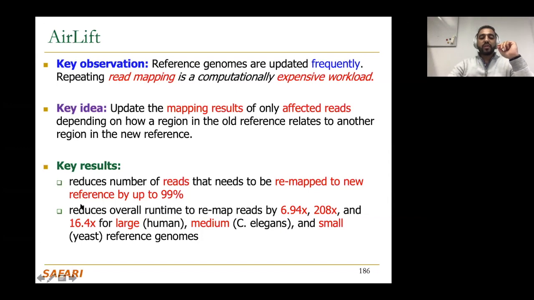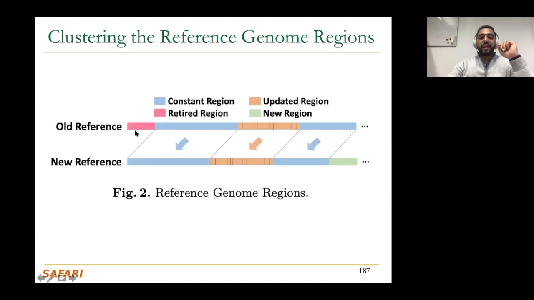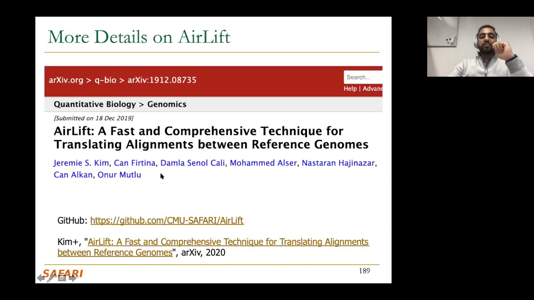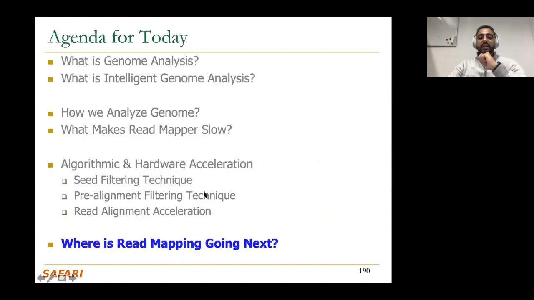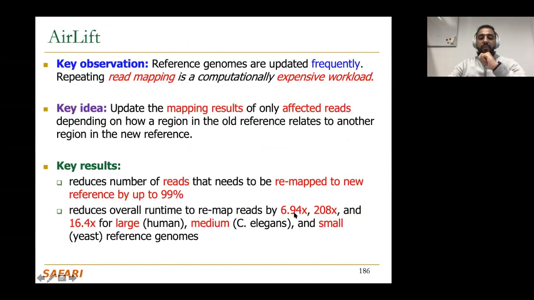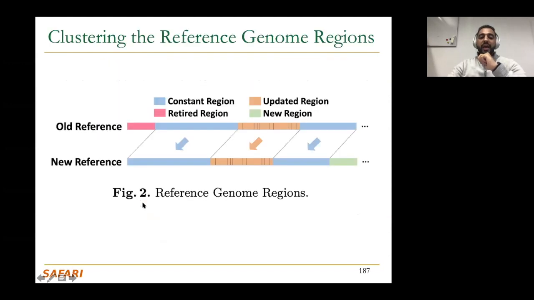This is what we propose in this work: to translate the differences between the old reference and the new reference, and only map the reads to certain regions in the new reference. This again will accelerate the entire read mapping step significantly. To get more details about the paper, this is the GitHub, and you can find the paper on arXiv, where we accelerate the overall pipeline by up to 16.4x.